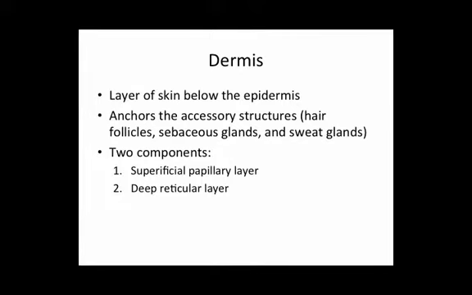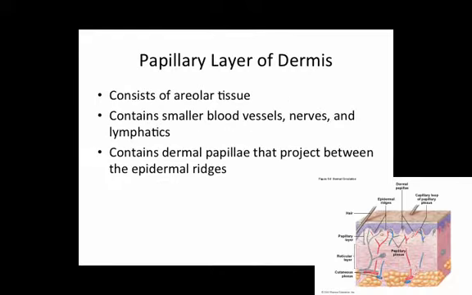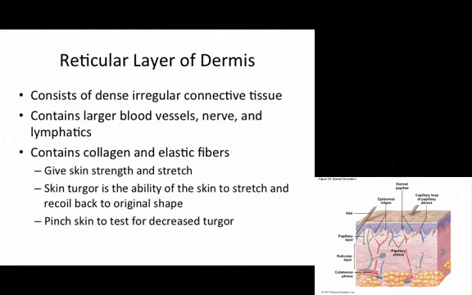It anchors epidermal accessory structures such as hair follicles and sweat glands. The dermis has two components, the more superficial papillary layer and the deep reticular layer. The papillary layer consists of areolar tissue and contains smaller blood vessels, nerves, and lymphatics. The dermal papillae project between the epidermal ridges. The reticular layer consists of dense irregular connective tissue and contains larger blood vessels, nerves, and lymphatic vessels. It also contains collagen and elastic fibers that give the skin strength and stretch.